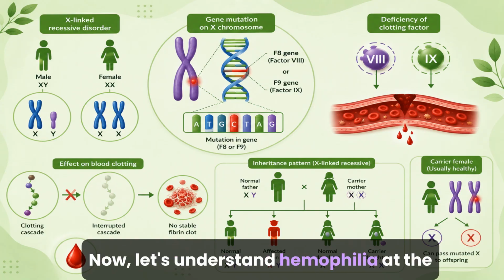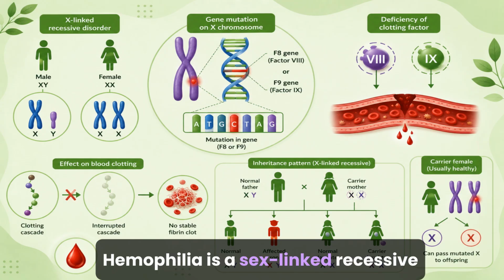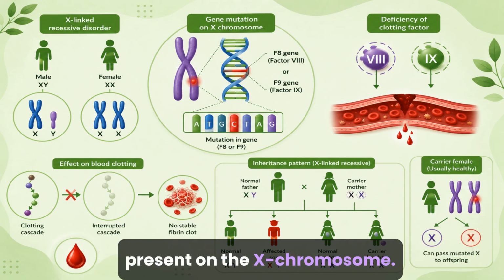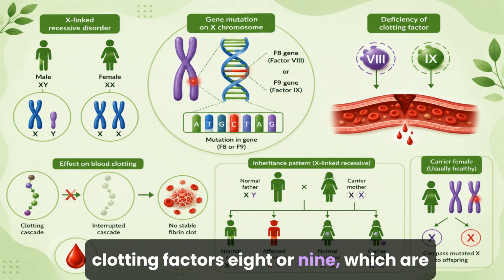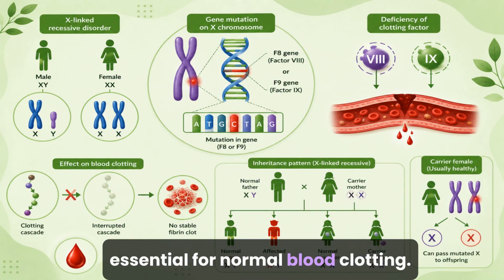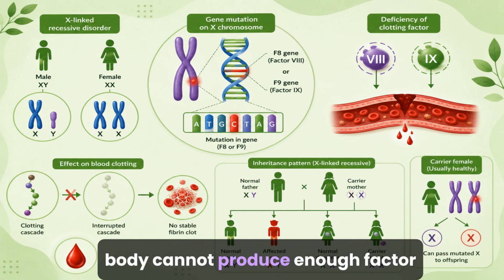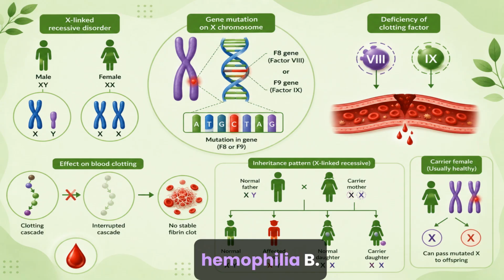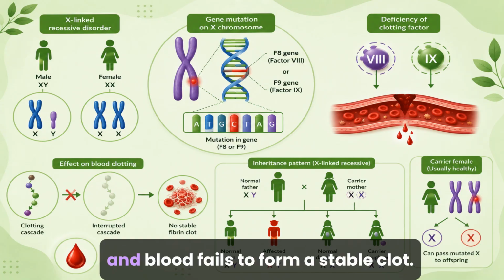Now let's understand hemophilia at the genetic level. Hemophilia is a sex-linked recessive disorder caused by a mutation in a gene present on the X chromosome. This gene is responsible for producing clotting factors 8 or 9, which are essential for normal blood clotting. When a mutation occurs in this gene, the body cannot produce enough factor 8, hemophilia A, or factor 9, hemophilia B. As a result, the clotting cascade gets interrupted, and blood fails to form a stable clot.